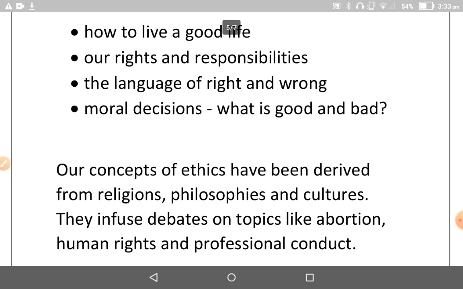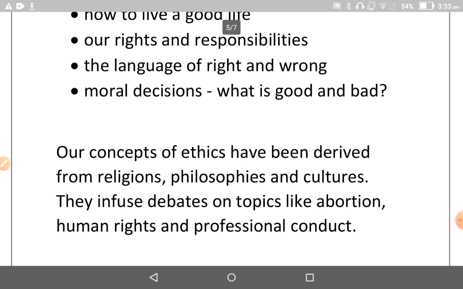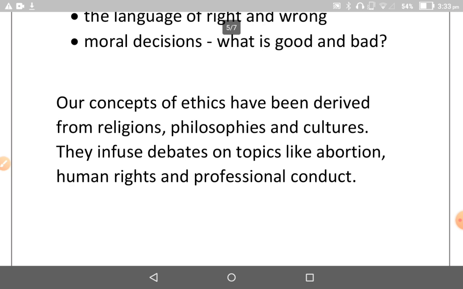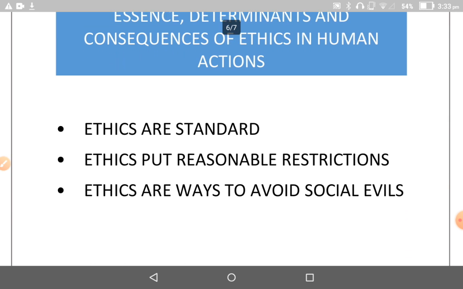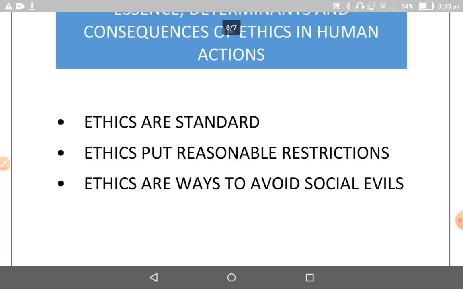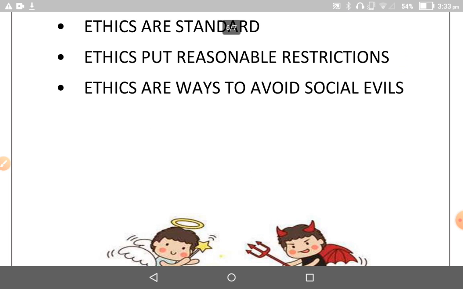That means what you call ethical or unethical differs from society to society, because each society has its own customs, its own religions that influence the ethics, right? Its own philosophies, or its own cultures. So overall, you can summarize ethics as the standard. Ethics put reasonable restrictions on human actions. That means what to do or what not to do, what is wrong or what is bad, right? So if anyone violates these standards, then that individual will be called a social evil, right? So ethics are always to avoid social evils.